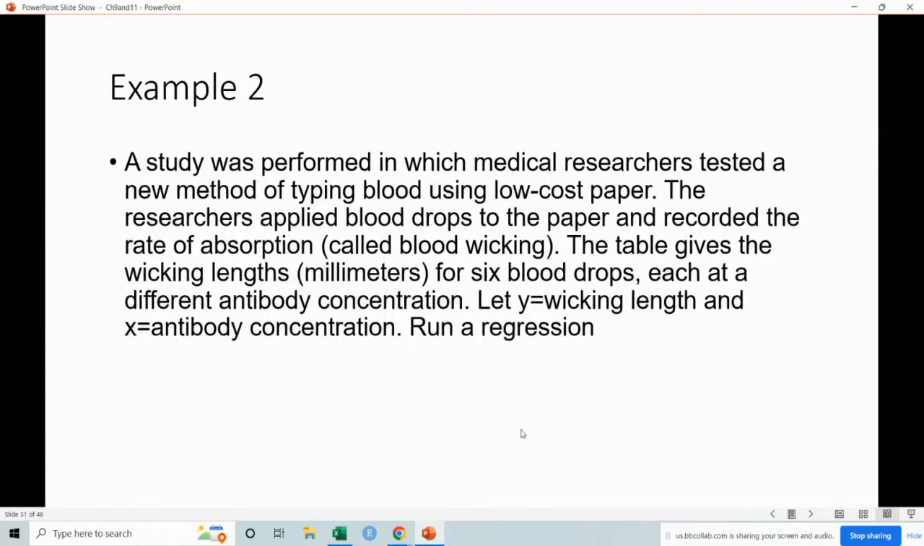All right. So another example. A study was performed in which medical researchers tested a new method of typing blood using low-cost paper. The researchers applied blood drops to the paper and recorded the rate of absorption, called blood wicking. The table gives the wicking lengths in millimeters for 6 blood drops, each at a different antibody concentration. So we'll let y equal wicking length and x equal antibody concentration.